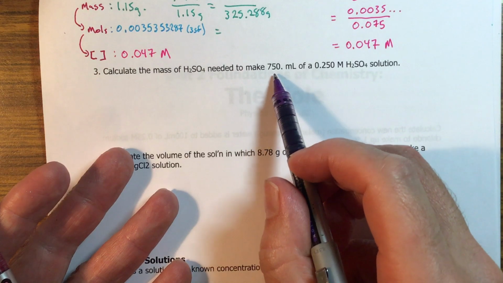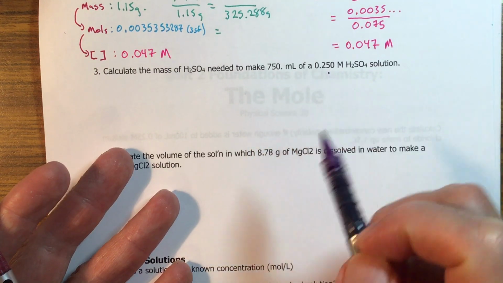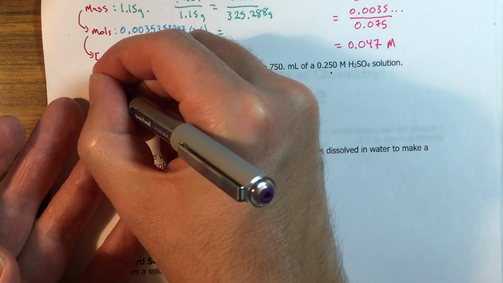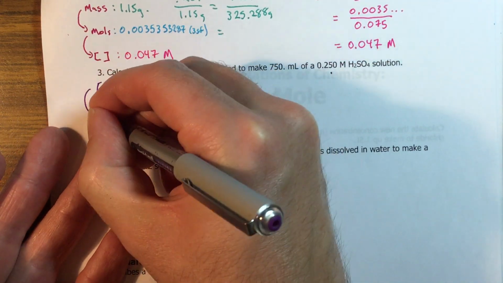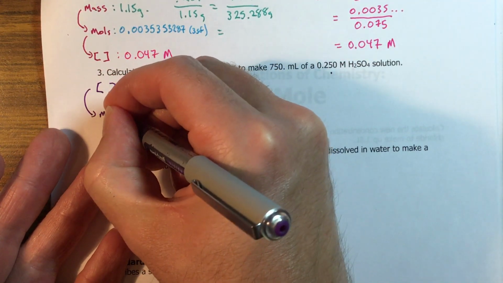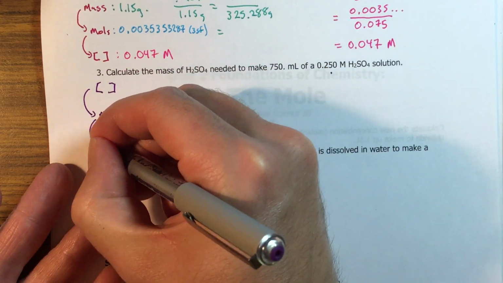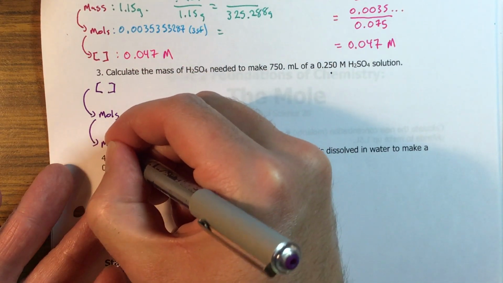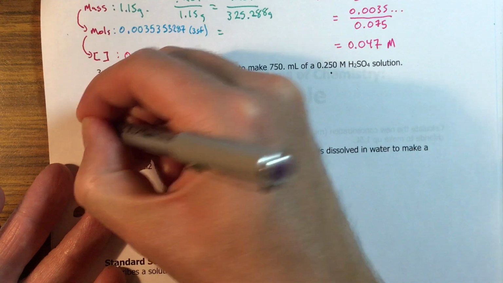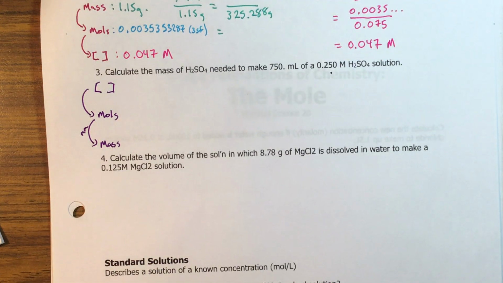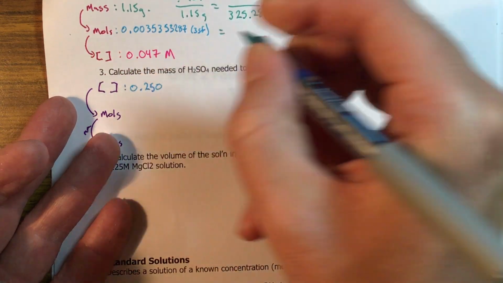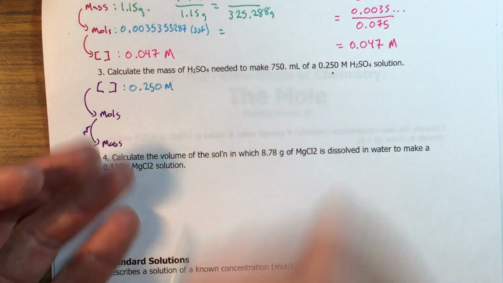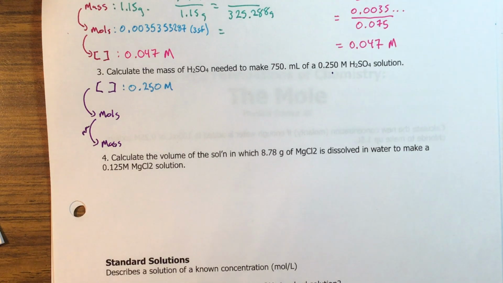Okay, so we've got a concentration, right? So this time we're starting out with the concentration. We're going to go to moles by using our formula. Then we're going to go from moles to mass using our molar mass. All right, our concentration is 0.250 M. 3 significant figures on that guy.